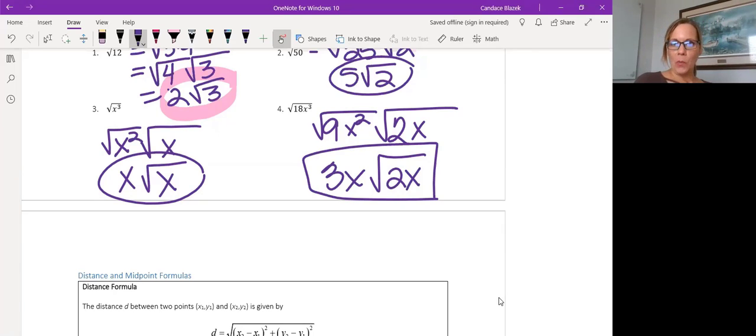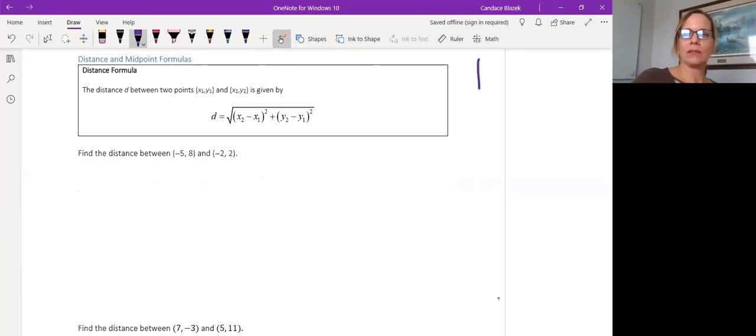Any questions right now? Okay. Well, let's take a look at a few additional formulas. Distance and midpoint.